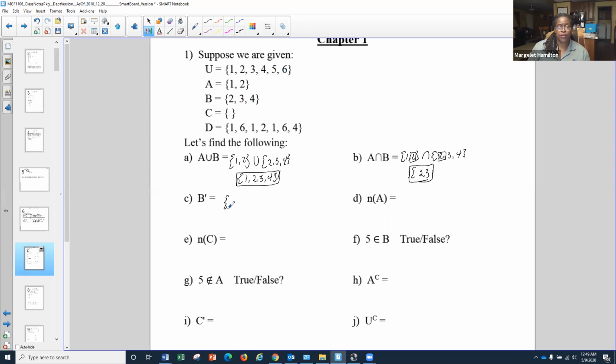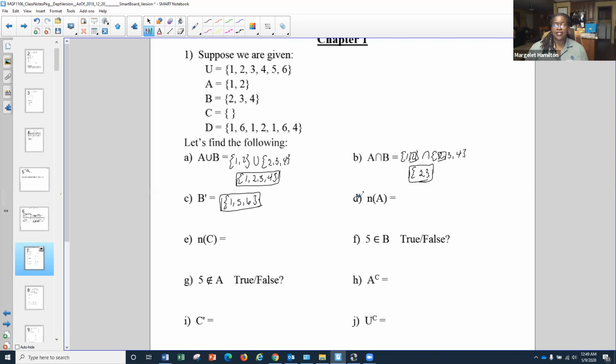So I'm just going to go ahead and put my little squiggly brackets because now I'm going to know that B contains 2, 3, and 4. What's not in there would be what? 1, 5, and 6. And close it up. So the complement of B would be 1, 5, and 6. Those are the elements that are not in our set B, right?